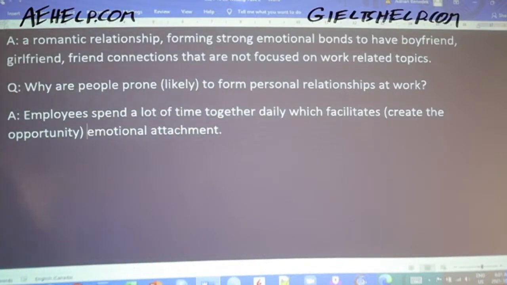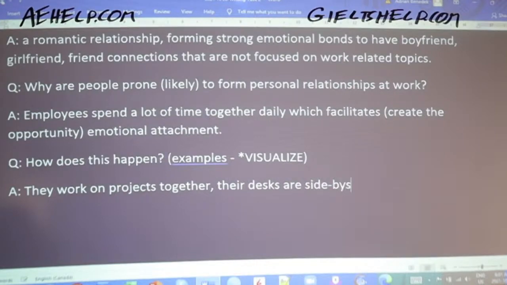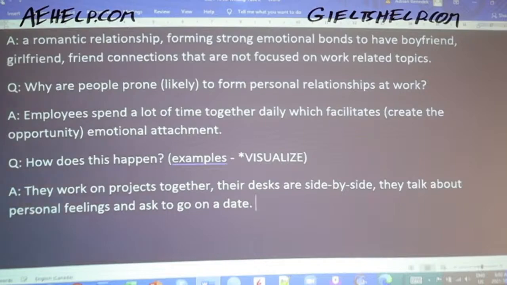Okay, very good. How does it happen, right? How does this happen? That's usually the how question. When you think about the how question, think about examples. This is where it's really important to visualize. And the answer here could be like, they work on projects together. Their desks are side by side. They talk about personal feelings and ask to go on a date, right?